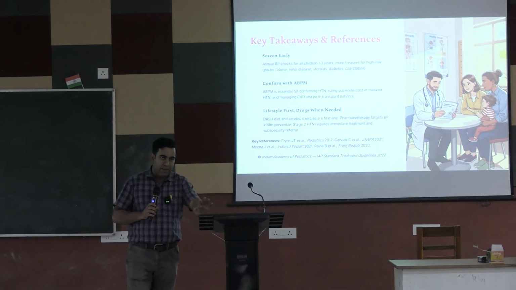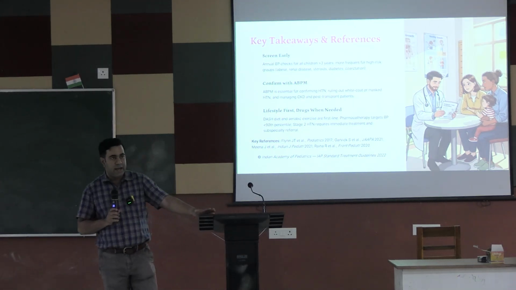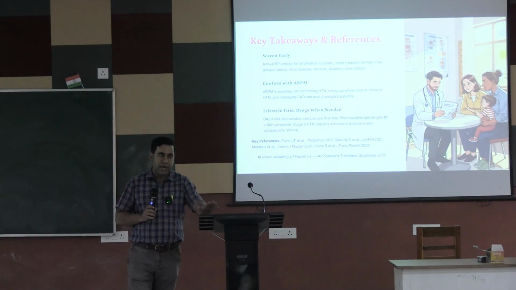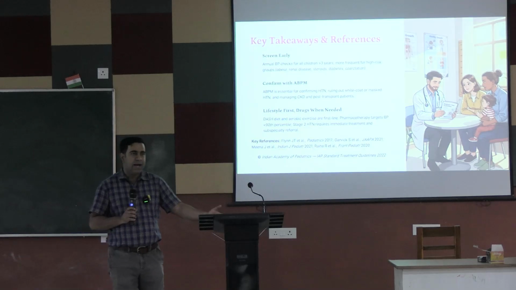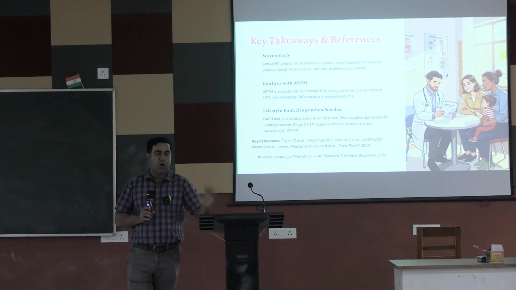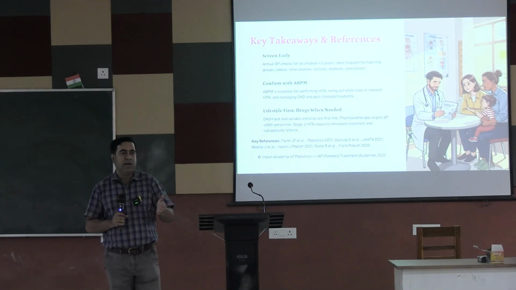Hypertensive urgency is elevated BP without end organ damage. Hypertensive emergency is when there is end organ damage. So elevated BP with end organ damage is hypertensive emergency. Elevated BP without end organ damage is hypertensive urgency. In urgency there is elevated BP but no organ damage. Emergency means there will be end organ damage.